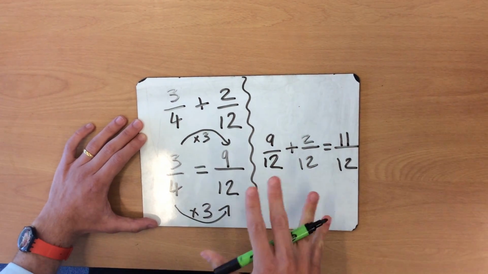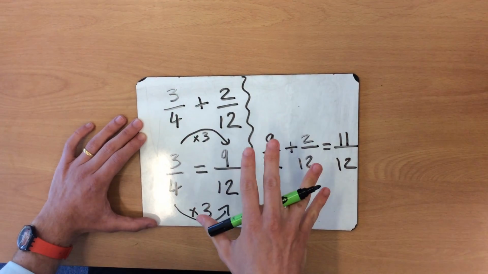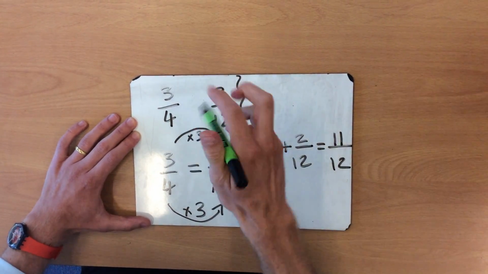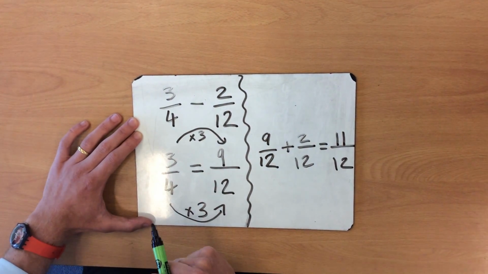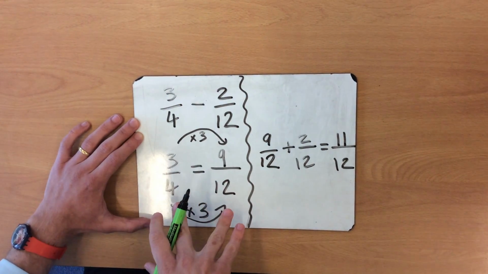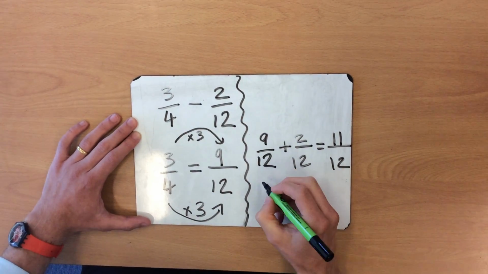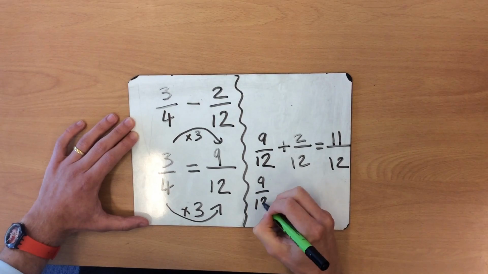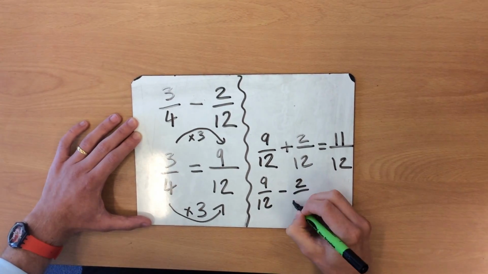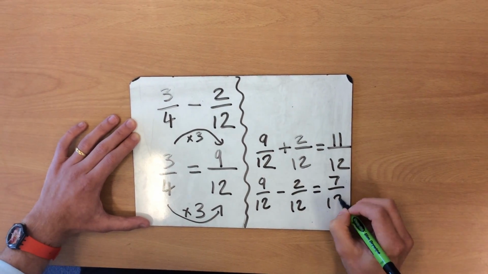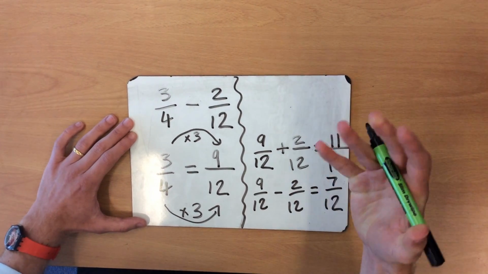Now, like I said at the beginning of this video, if you have a subtraction question, you do the exact same method. So if I just rub this out and put a minus symbol in there, I would still need to calculate my common denominator, which would still be 12. And when I rewrite my calculation this time, it would be 9/12 subtract 2/12, which would give me 7/12.